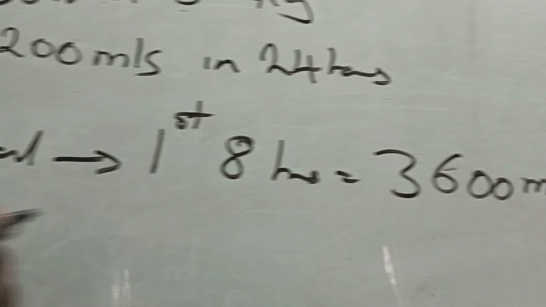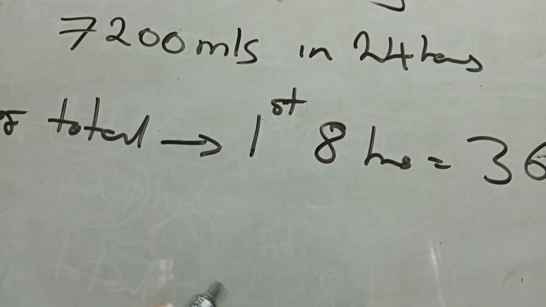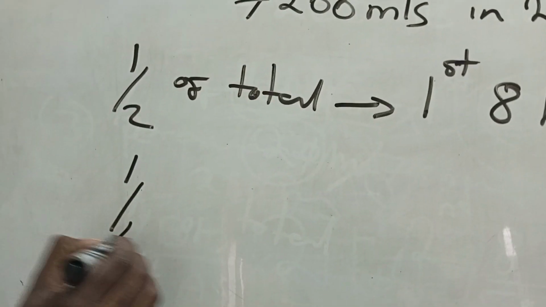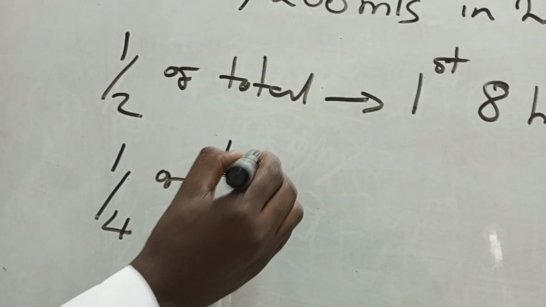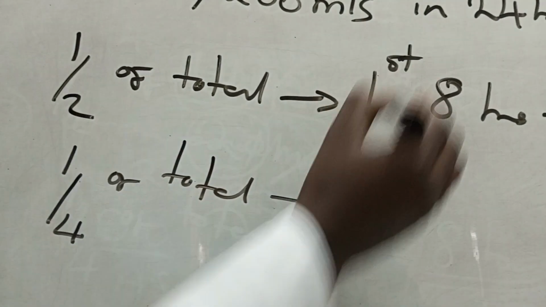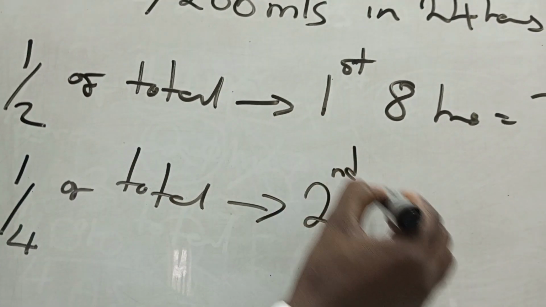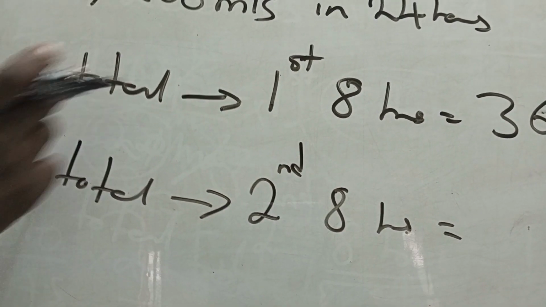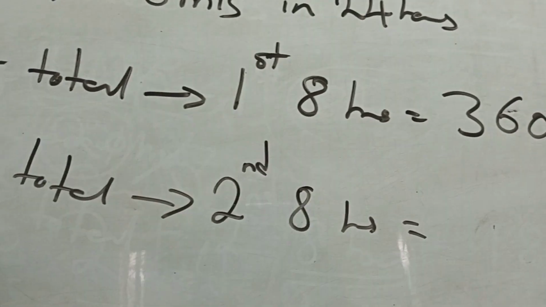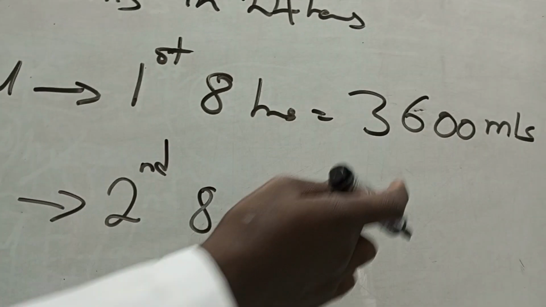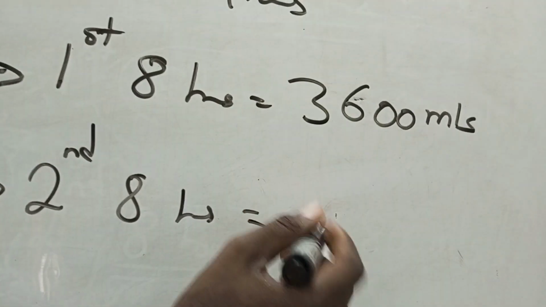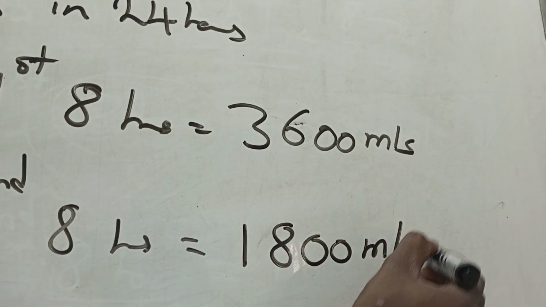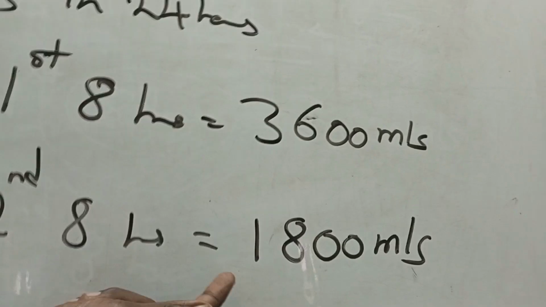Then we have taken out the first 8 hours. What about the second 8 hours? We are going to give a quarter of the total fluids in the second 8 hours. Now, what is a quarter of these fluids? Of course, it will be the same as dividing 3,600 by 2, which is going to give us 1,800 mL in the second 8 hours.